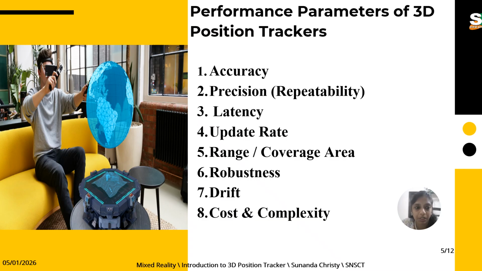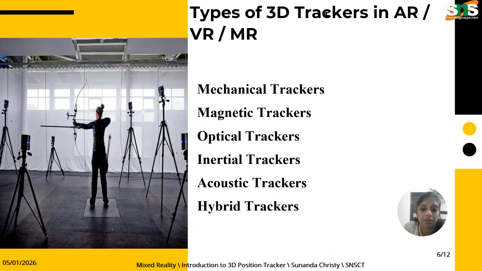In this picture, you can see a person sitting and looking at the globe. He wants to know what all the countries on the earth are. When he is looking at it, the position is needed with the range, the coverage area, how much latency takes place and the update rate. These are the things that will be calculated in the 3D position trackers.